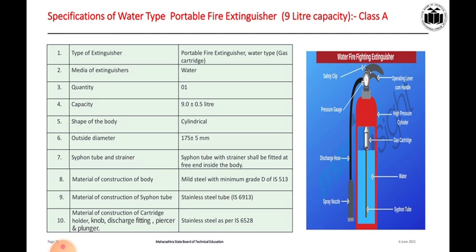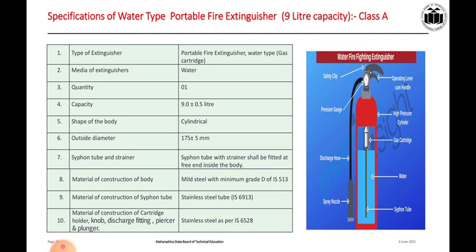Siphon tube with a strainer shall be fitted at a free end inside the body. Here we can observe the siphon tube. In the diagram you can observe the siphon tube. Material of construction of the body is mild steel with a minimum grade D of IS 513. Material of construction of siphon tube is stainless steel tube, IS 6913. Material of construction of cartridge holder, knob, discharge fittings, plunger is stainless steel as per IS 6528.